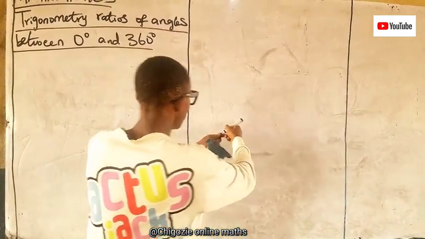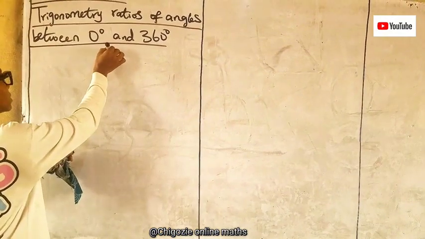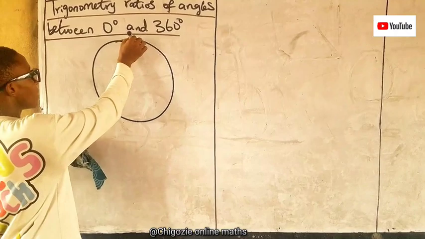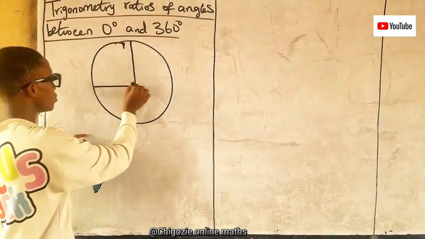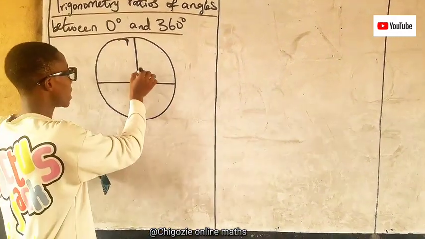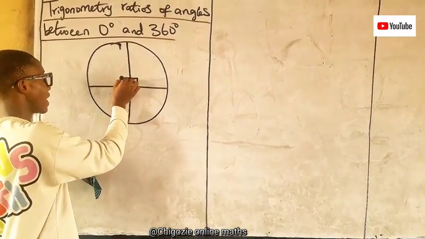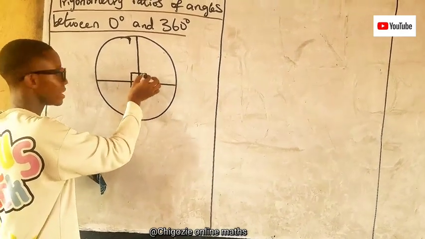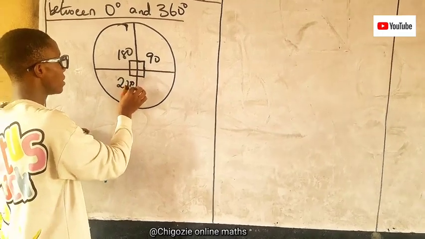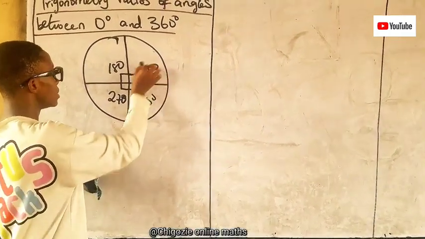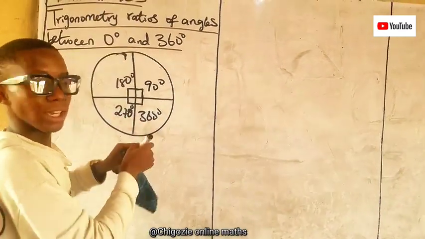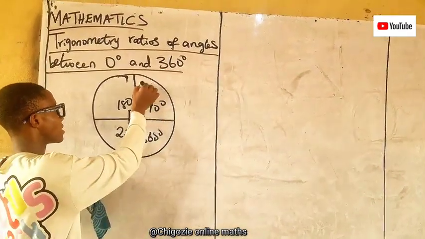This is a circle. A circle, if divided into 4 equal parts, will now be quadrants. A circle makes 360 degrees. Therefore, here is 90, here is 90, here is 90, and here is 90. Therefore, 90, 180, 270 degrees, and 360 degrees. This is for the circle.